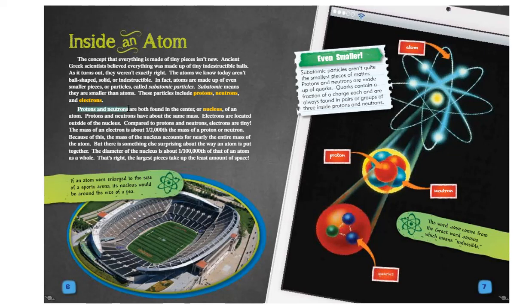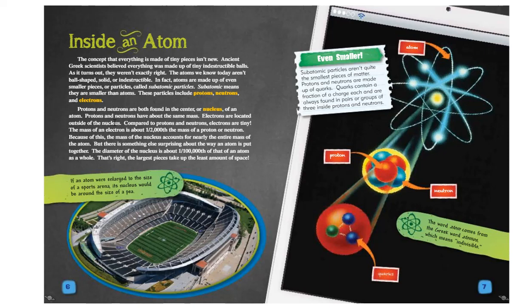First, we're told protons and neutrons are both found in the center, or what's called the nucleus, of an atom. So if we zoom in on an atom there, you can see it's got that central mass in the middle. If we zoom in on that, we can see that that nucleus is made up of these two particles, the red ones being called protons, and the blue ones being called neutrons. So protons and neutrons have about the same mass, or about the same weight.